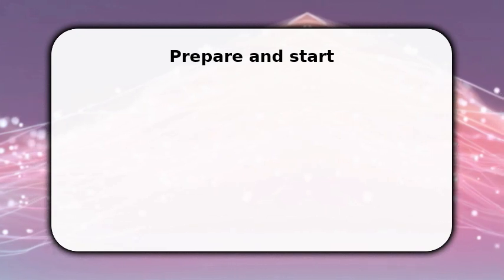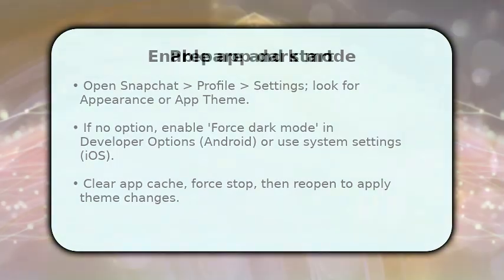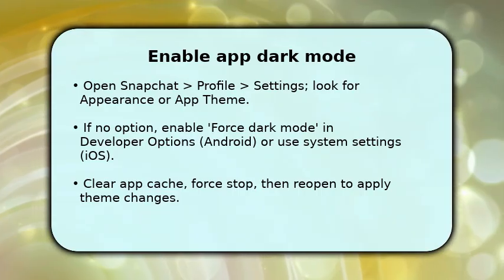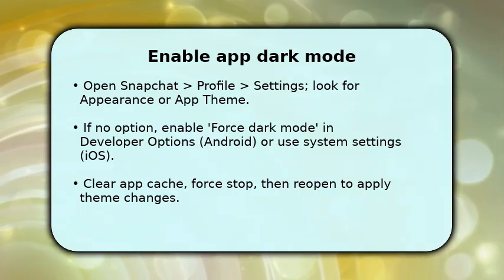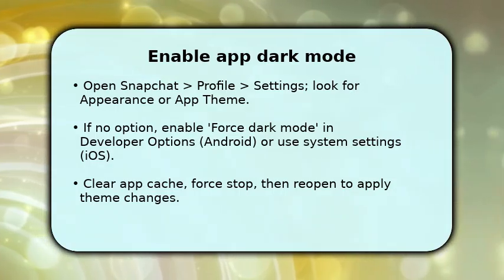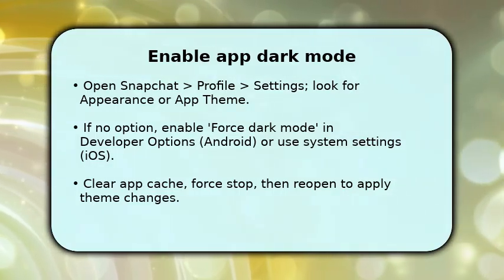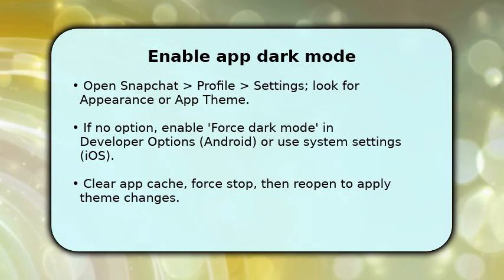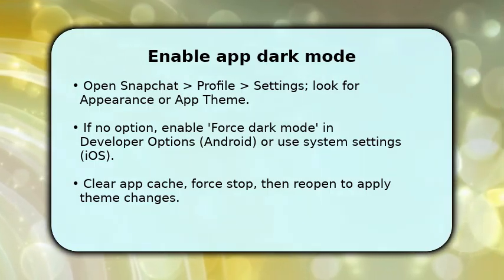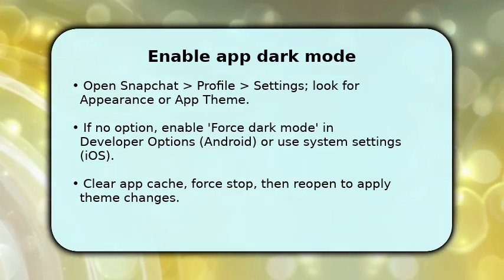Now you'll apply the dark theme inside the app and, if necessary, force it. Open Snapchat, go to your profile, then Settings and search for Appearance or App Theme. Select Dark if present. If Snapchat lacks that toggle, use Android developer options to enable Force Dark or rely on iOS system appearance override. After changing settings, clear Snapchat's cache and force stop the app. Then reopen it so UI elements re-render in dark.